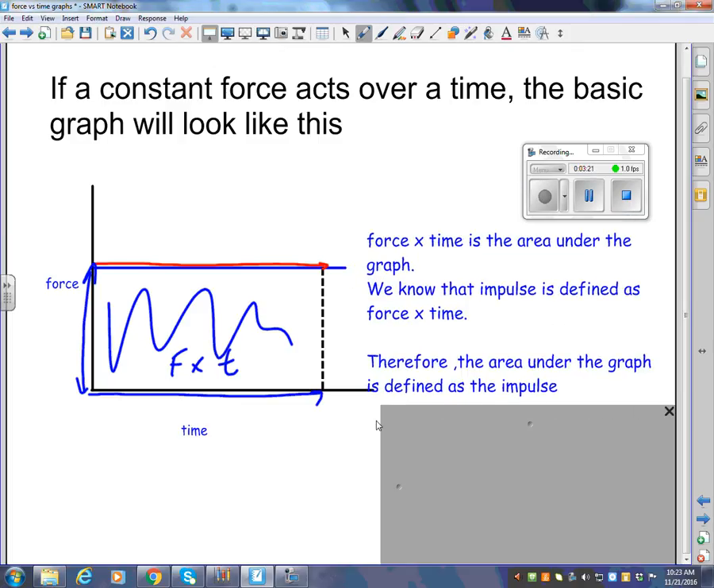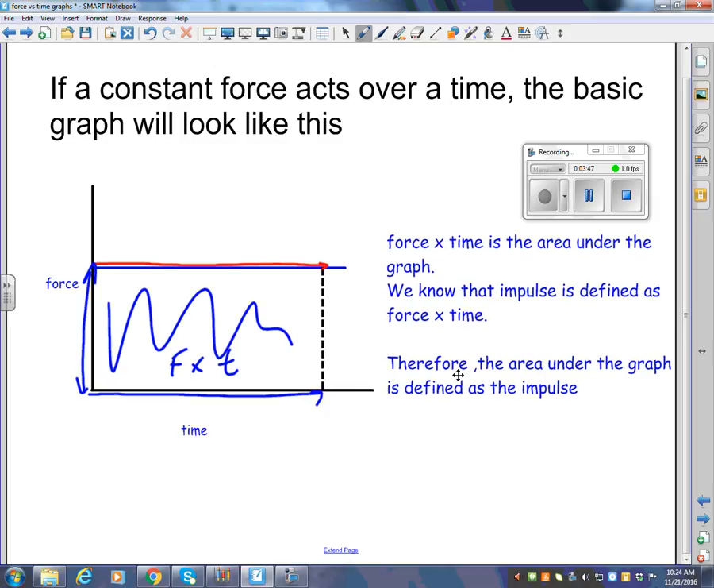Force multiplied by time is the area of the graph, and we know that impulse is defined as the force multiplied by the time. Therefore, logically, the area under the graph then is defined as the impulse. Now, is that true even if it's not a rectangle? Absolutely, right? Who cares if it's a rectangle? Doesn't matter. The force multiplied by the time is the impulse, and that is the area under the graph, so therefore the area under the graph then is defined as the impulse.